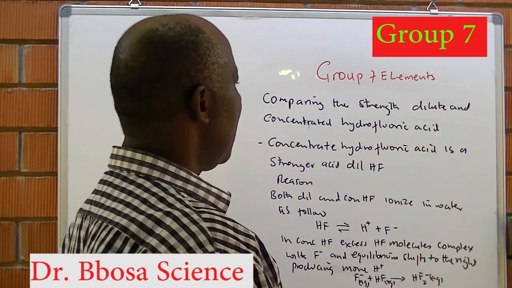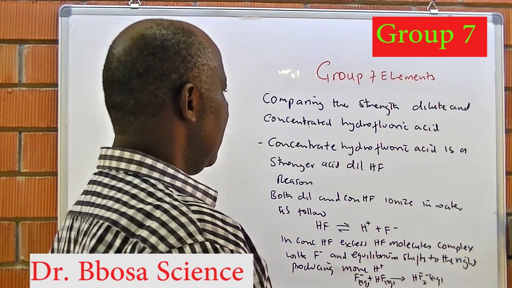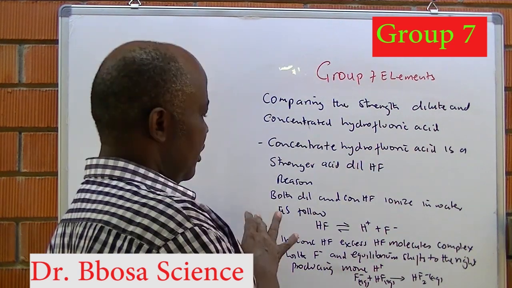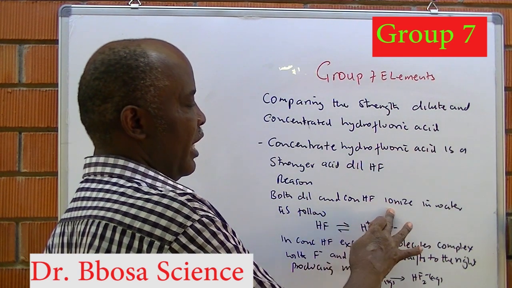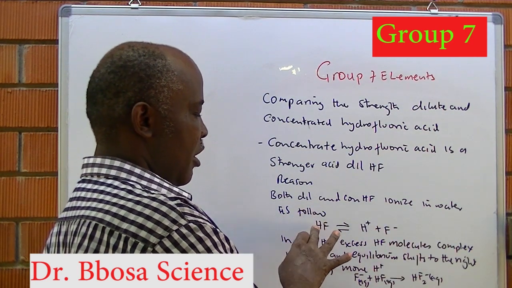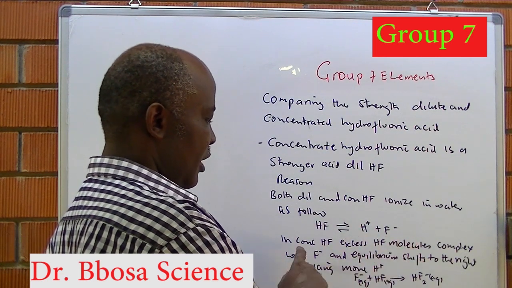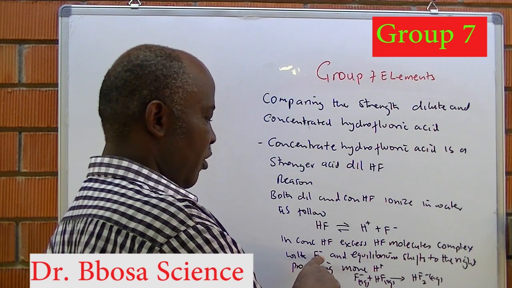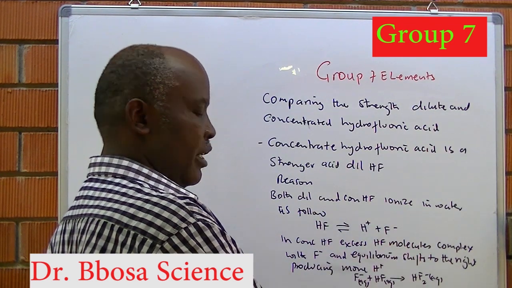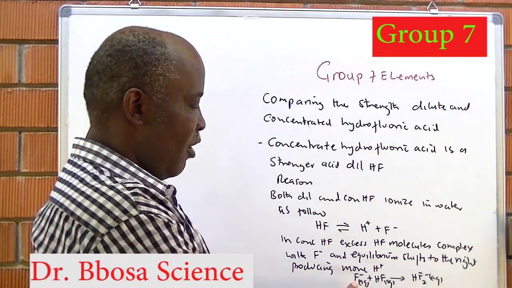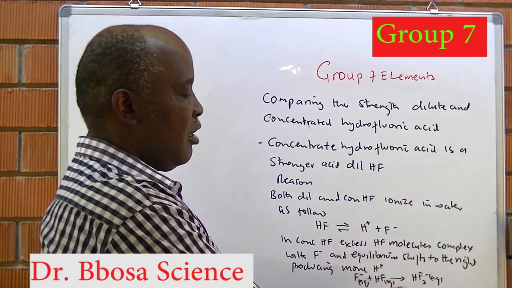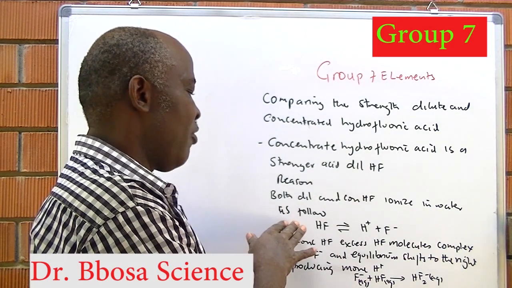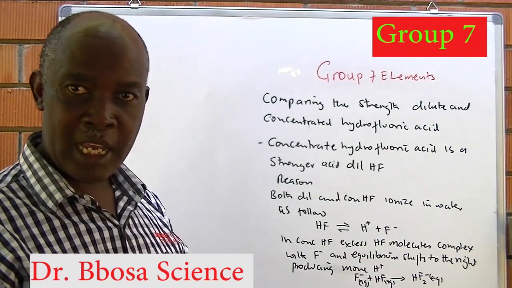Comparing the strength of dilute and concentrated hydrofluoric acid. Concentrated hydrofluoric acid is a stronger acid than dilute hydrofluoric acid. Reason, both dilute and concentrated hydrofluoric acid ionize in water as follows. Hydrogen fluoride ionizes to produce hydrogen ion and fluoride ion. In concentrated hydrogen fluoride, excess hydrogen fluoride molecules complex with fluoride ions and the equilibrium shifts from left to right to produce more hydrogen ions. So fluoride ions plus excess hydrogen fluoride molecules will give you a complex ion. Removal of fluoride ions from the solution will shift equilibrium from left to right, producing more hydrogen ions.